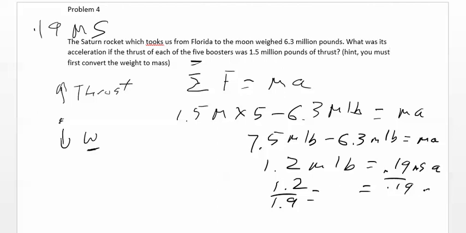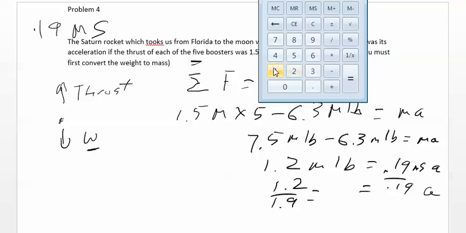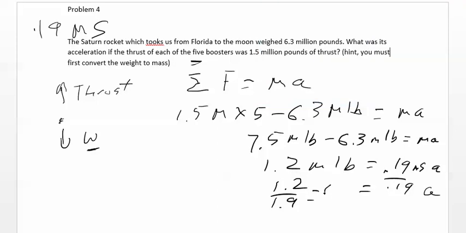Doing this in Microsoft Word, it doesn't like it when I write slowly. So 1.2 divided by 0.19, you'll probably hear some clicking of the calculator again. Not 1.9, it's 0.19. I'll fix that when I type it in. 1.2 divided by 0.19 gives me 6.31. That's not that much. 6.31 feet per second squared.